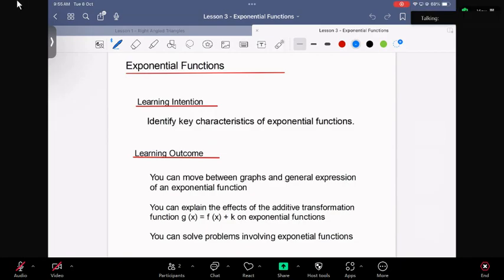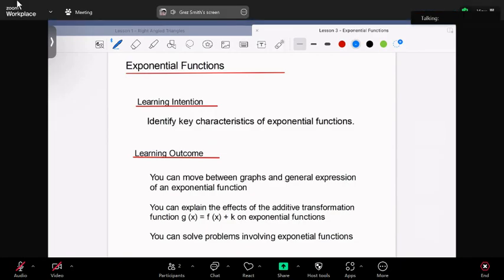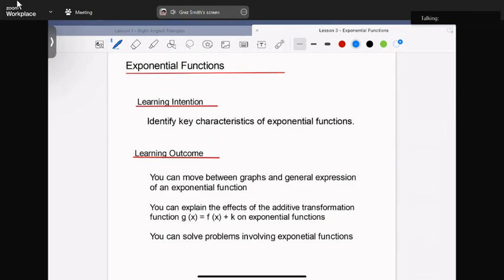Okay, so we're looking at exponential functions today and the key characteristics. What's important is that you can move between a graph and a general expression of the exponential function. One of the key things we're going to pick up on is that a general expression of an exponential function is proportional. One of the difficult parts today is this goal. This one, I'm not sure how this one's coming up in testing.